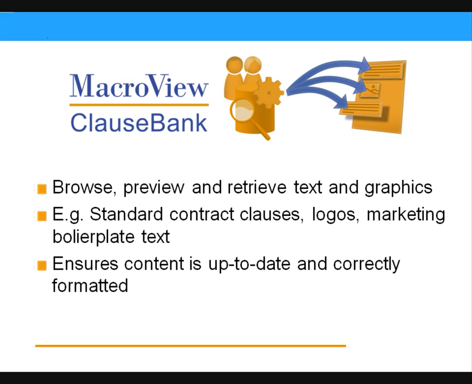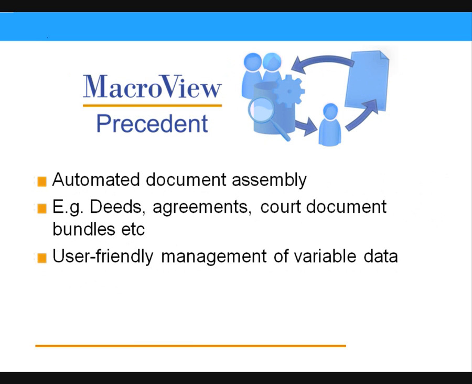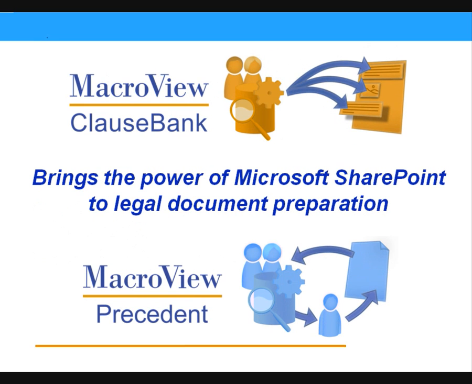It is also popular with marketing departments as a way of handling CVs and boilerplate content for tender responses and sales proposals. MacroView Precedent automates document assembly by working through tags in a specially marked up precedent document. Potential applications of MacroView Precedent include engagement letters, deeds and agreements, and complex court document bundles. By combining these two products, you can create legal document preparation solutions that have excellent functionality, but which at the same time are very user-friendly.